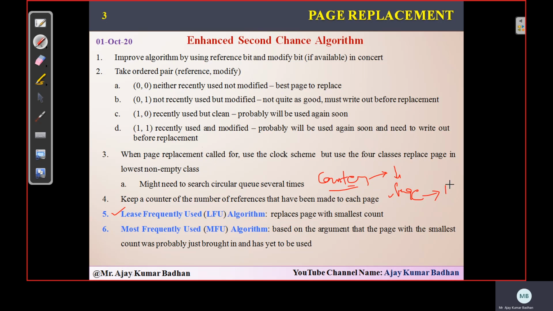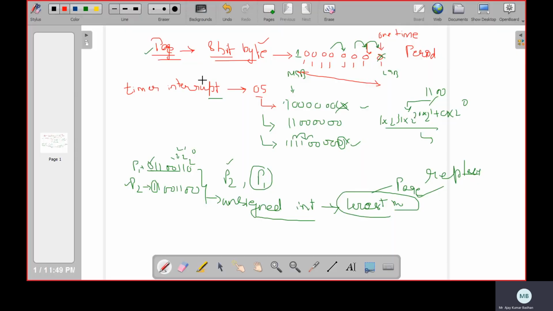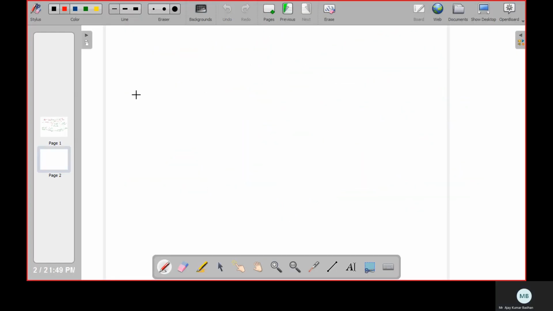For example, if page 1 is accessed 10 times, the counter value will be 10. In the same way, if page 2 is accessed 8 times, the counter value of this one will be 8. If you take P3, it is accessed 9 times, so the counter value will be 9. Now, how this algorithm works is that the one with the smallest count will be replaced. So which one has the smallest here? P2.